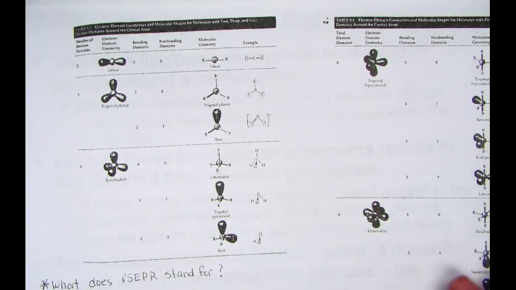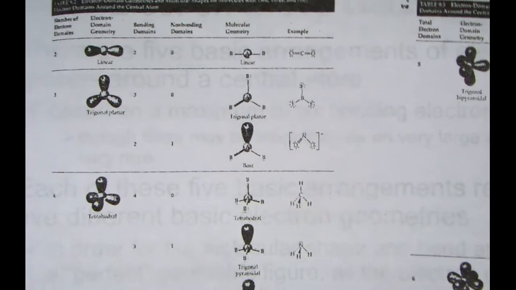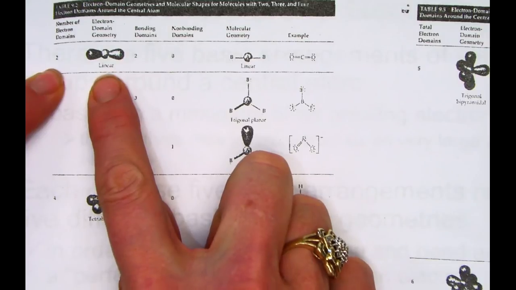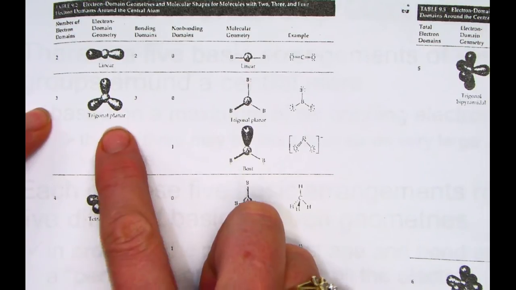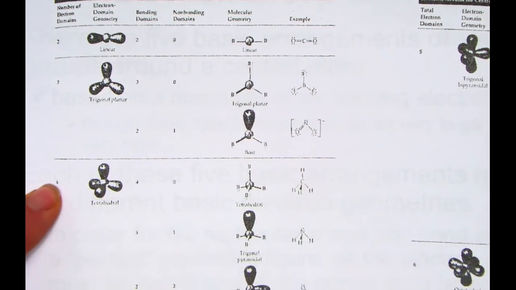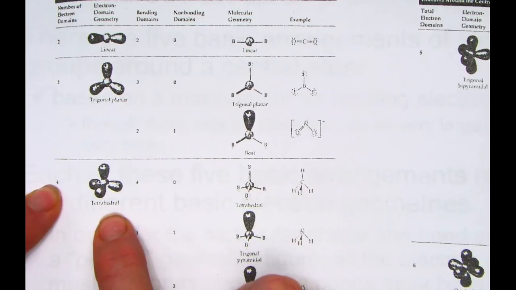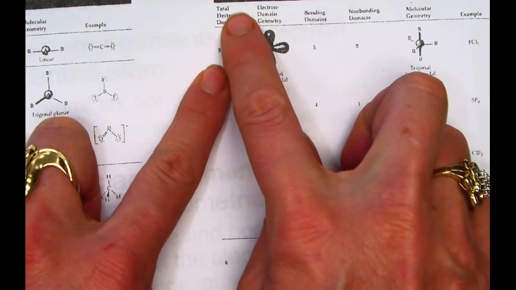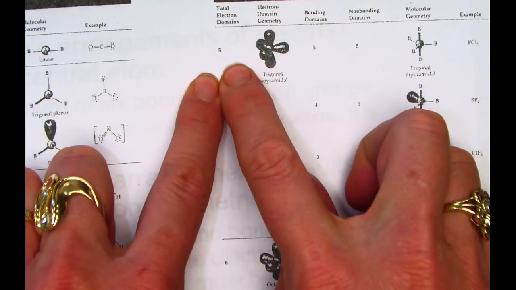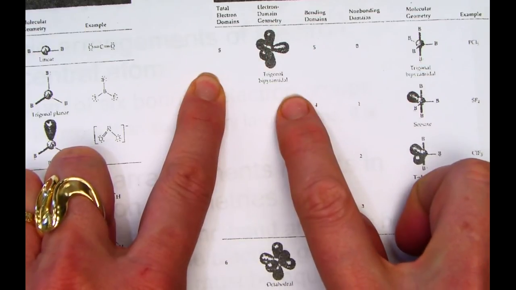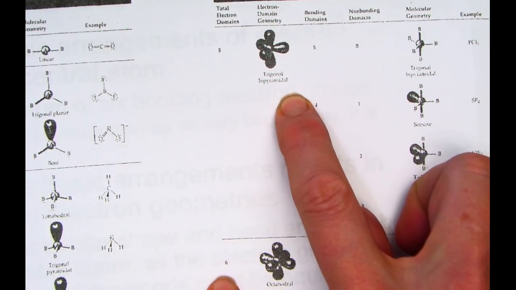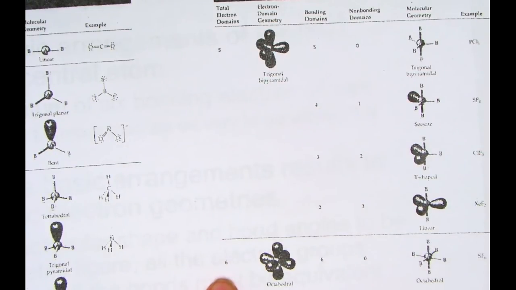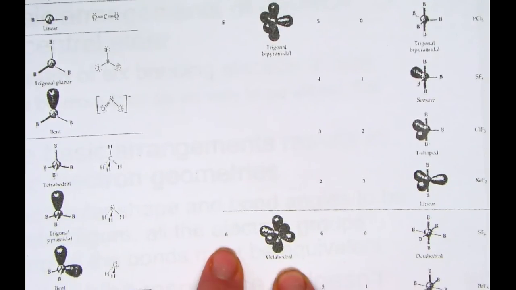Let me go ahead and make this just a little closer up here. There we go. Two electron domains show a linear geometry. Three electron domains, I can see a trigonal planar geometry. With four electron domains, we start to see a tetrahedral geometry. The fourth shape has five electron domains. It's called a trigonal bipyramidal shape. And the fifth has six electron domains. Octahedral will be the name of the six domains.